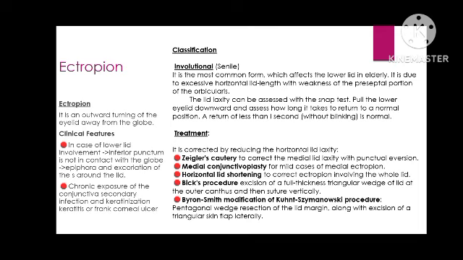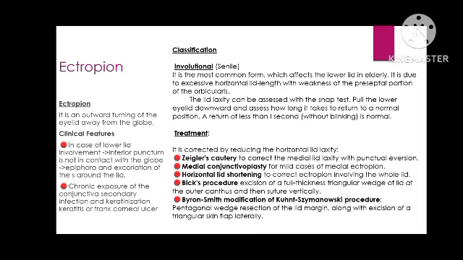It is due to the excessive horizontal lid lengthening with the weakness of the preseptal portion of the orbicularis oculi. It is the most common form, seen most often in the lower lid. The lid elasticity can be assessed with the snap test. Pull the lower eyelid downward and assess how long it takes to return to the normal position. Returning in less than 1 second without blinking is normal.